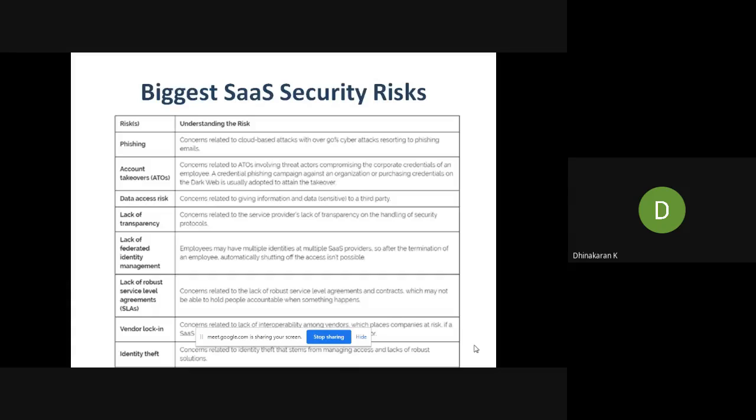Phishing is actually a fraudulent process carried out by unauthorized persons. They are going to do some kind of unauthorized things, like you know about phishing sites and phishing attacks. So this is the first risk in SaaS. The concern is related to cloud-based attacks, with over 90% of cyber attacks resorting to phishing emails. So they are going to send a mail. We are sending a mail from AWS. We are sending a mail from Azure Cloud. We are providing such types of offers to your organization. So we are giving these types of benefits.